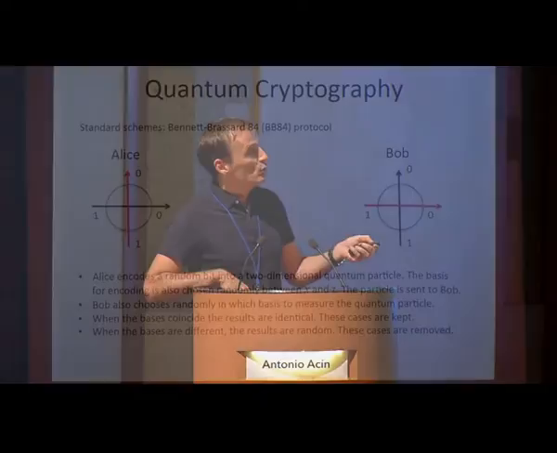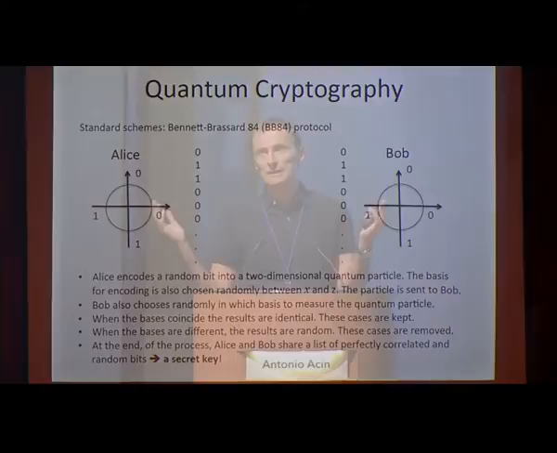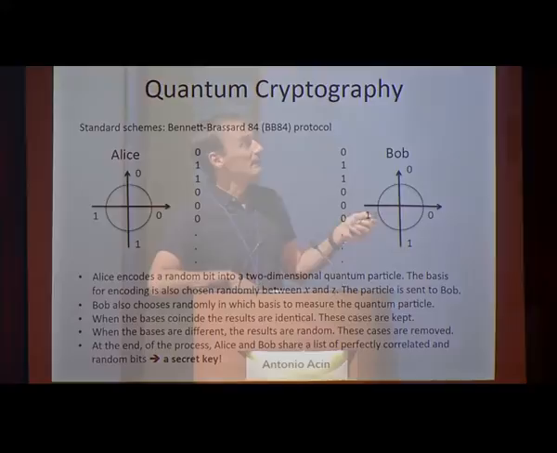Okay, so they keep those cases where they used the same basis because they are reliable, and they throw away the remaining cases. So at the end of this process, you understand that it's not super efficient because in half of the cases, they will throw away some of the symbols. But for those symbols that they keep, whenever Alice sends a zero, Bob has a zero. Whenever Alice sends a one, Bob has a one, and so on and so on. And this looks like the secret key, okay? So it's a list of bits that are perfectly correlated.